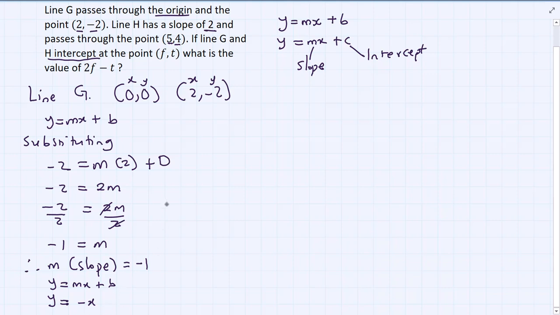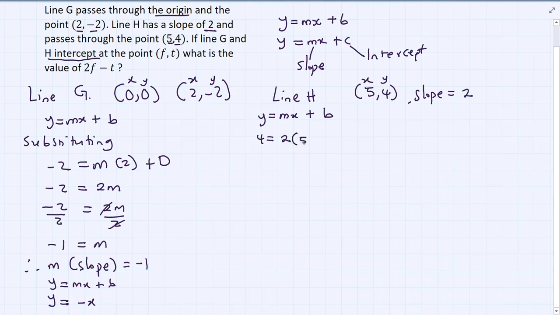This is our equation. Okay, let's go to line H. Line H has a slope of 2 and passes through the point (5, 4). So we bring the formula y equals mx plus b, with the point (5, 4), where this is your x and this is your y. Let's put that into this equation with the slope they gave us, which is 2. So y is 4 is equal to the slope 2, bracket x, which is 5, plus b. So we're solving for b right now.